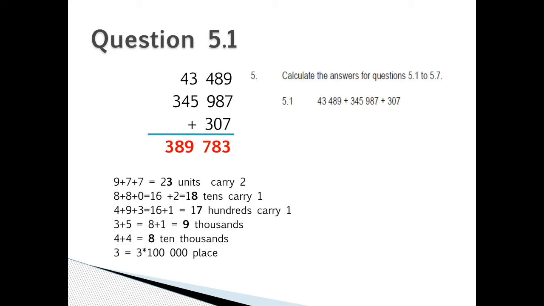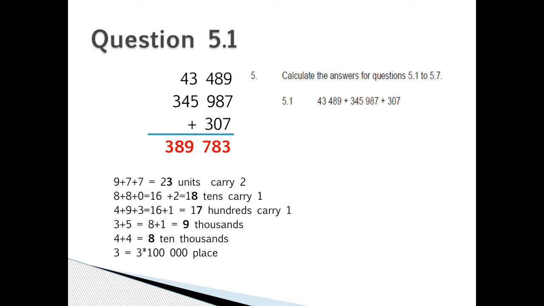Carry 2. Write down 3. 8 plus 8 plus 0 is equal to 16. Plus the 2 you carried is equal to 18. Write down 8 in the tens, carry the 1. 4 plus 9 plus 3 is equal to 16. Plus the 1 you carried is equal to 17. Write down the 7. Carry the 1.